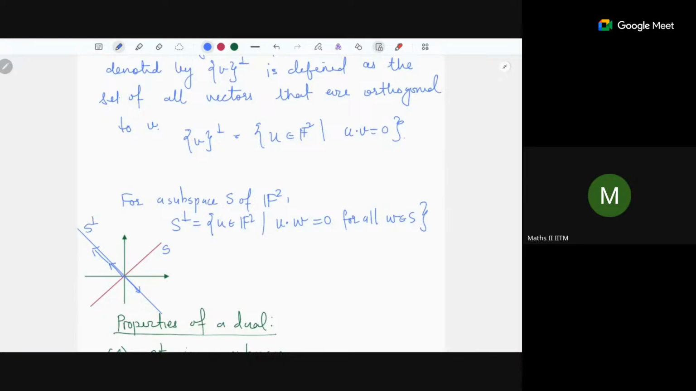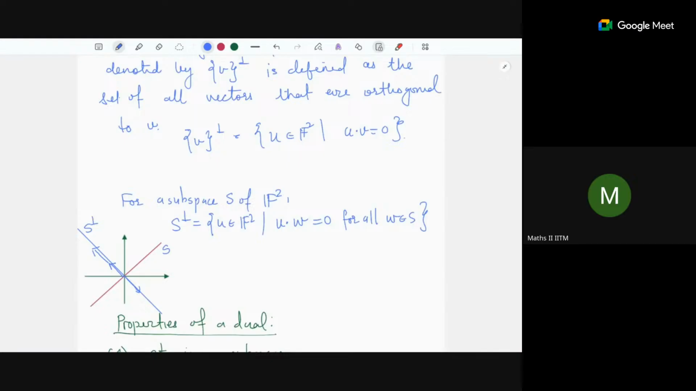So as you can see, that line is perpendicular to S. So this line is also a subspace of R2. The same thing you can think of in your head for C2. You can think that there is a one-dimensional subspace S in C2, and you can have this S perp, which is all vectors that are perpendicular to it. Same thing you can visualize in C2 also.